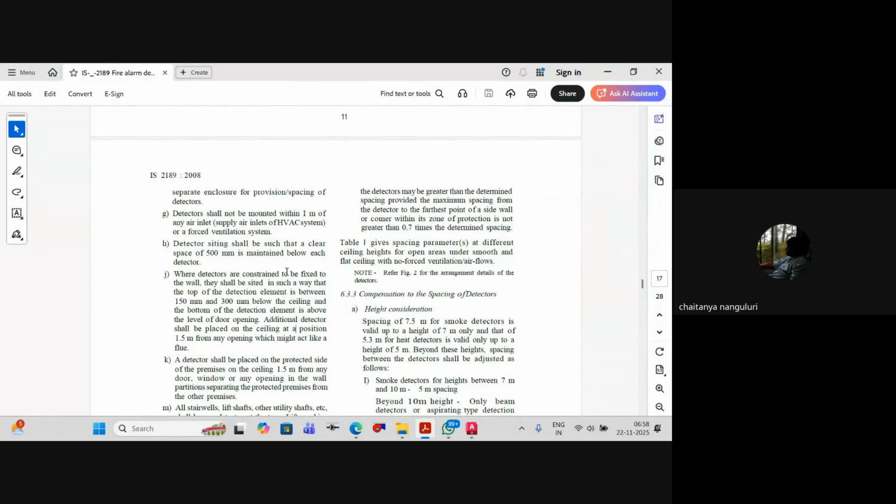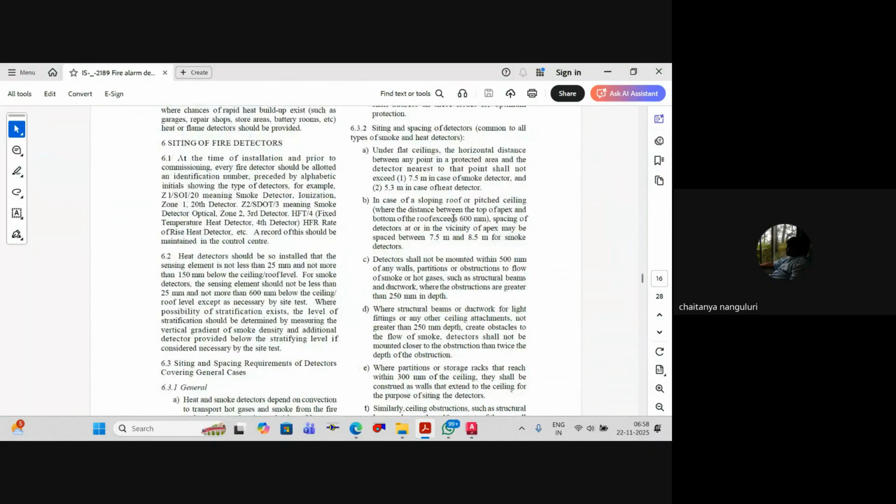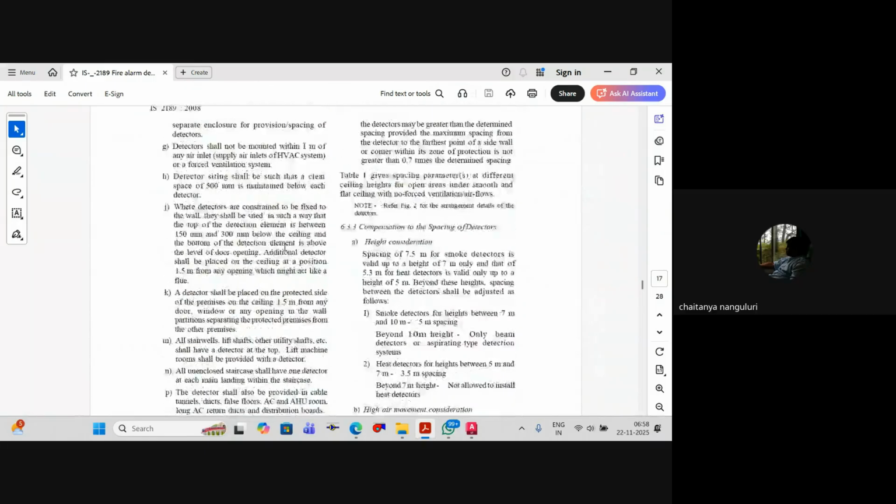Where detectors are constrained to be fixed on the wall, they shall be sited in such a way that the top of the detector element is between 150 to 300 mm beneath the ceiling. And this we don't use at all. As I've told you, anywhere we should not install between 500 mm as per the other clause. There is something called a dead space. Detector shall not be mounted within 500 mm of any wall or partitions.